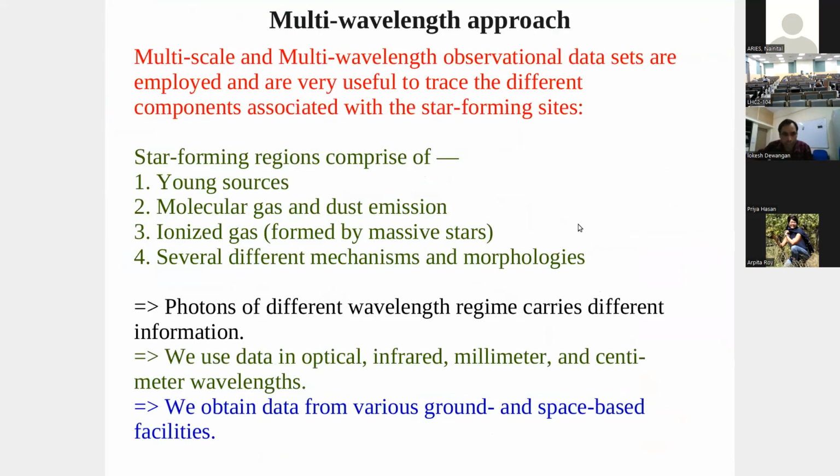In order to study star forming regions or massive star forming sites, you need to trace the different components, like where is the ionized component, where is the molecular gas, where is the dust emission, and where are the YSOs, where YSO stands for young stellar object. You need to trace those sources. So we need multi-scale and multi-wavelength data to study these sites.